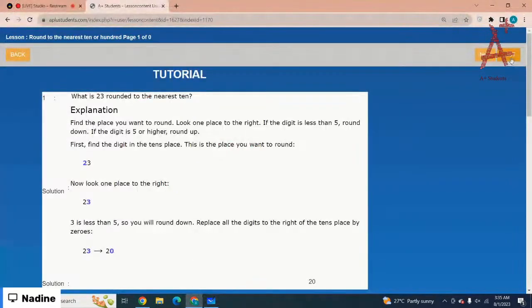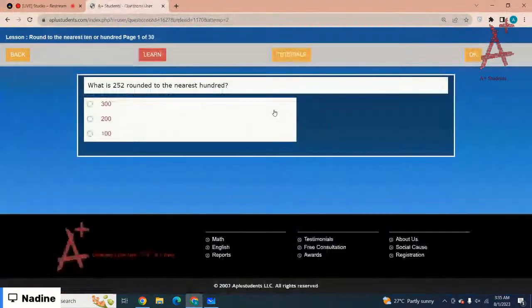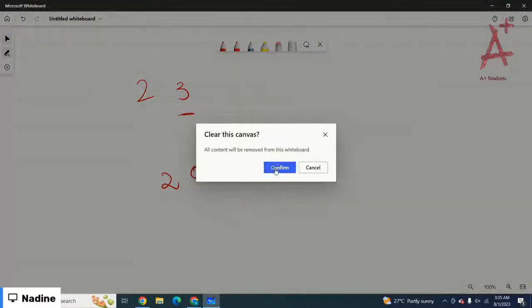Let's just start with the practice questions because the method is exactly the same as what we just did. We just have to round off the numbers to the hundreds. Let's start with the first example. What is 252 rounded to the nearest 100? Okay, now you have to round to the 100. 252. You have to round to the 100.